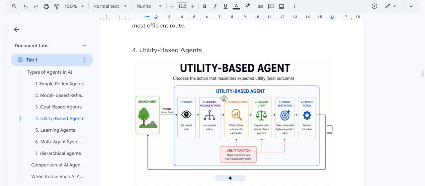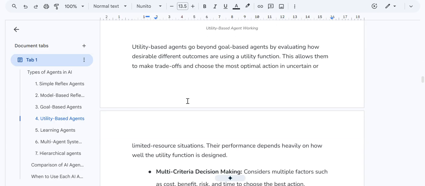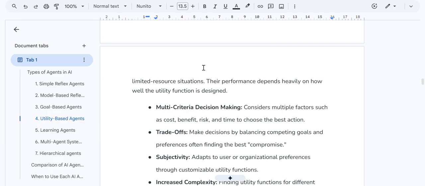So likely it's utility-based actions using the confusion matrix: true positives, true negatives, false negatives, false positives. Utility-based agents work with more utilities in one agent. Utility-based agents go beyond goal-based agents by evaluating how desirable different outcomes are using utility functions. This allows them to make trade-offs and choose the most optimal action in uncertain or limited-resource situations. Their performance depends heavily on how well the utility function is designed.